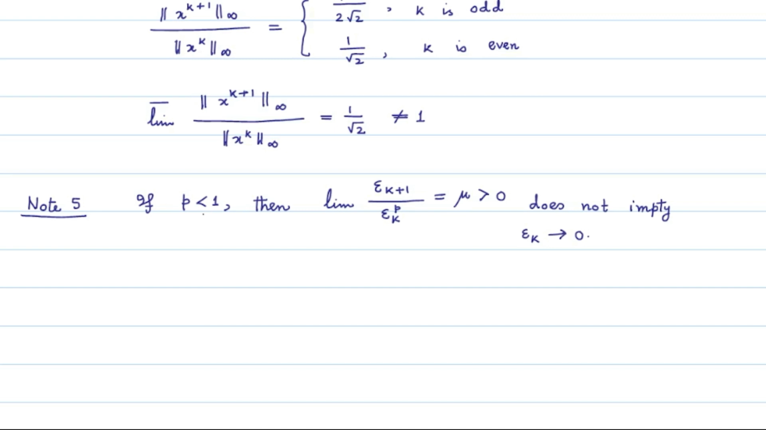So if p is less than 1, then the Q convergence order does not really make any sense. Now I keep it as a home task to prove that for p less than 1, the limit of this ratio equal to mu greater than 0 does not imply that epsilon k is a sequence converging to 0. To prove it, just try to figure out that epsilon k is greater than some positive quantity, say beta, maybe after a certain index k naught.